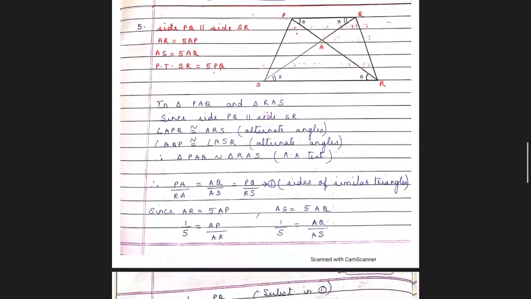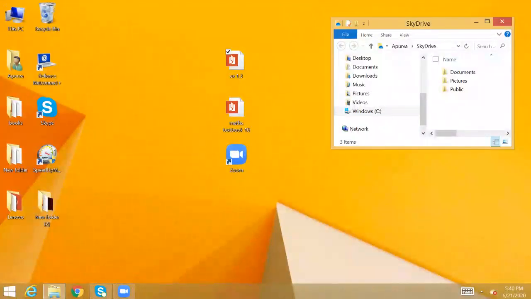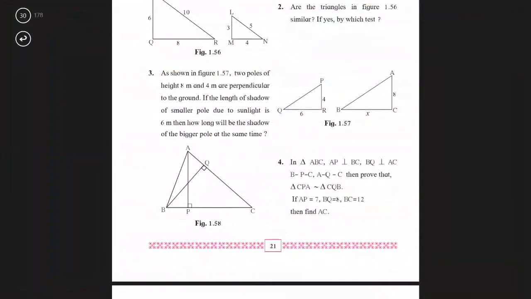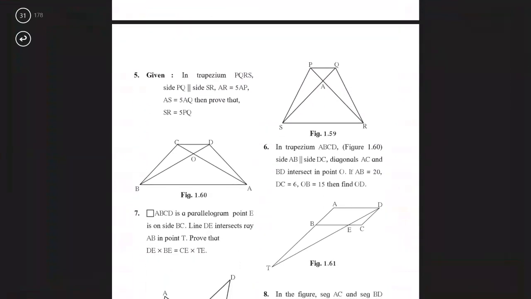Question number 5 is like this. You are given a trapezium. We'll go to the question in the textbook once. Question number 5. There's a trapezium PQRS. Side PQ is parallel to side SR. You are given AR is 5 times AP, AS is 5 times AQ. Prove that SR is 5 times PQ. This is your question.